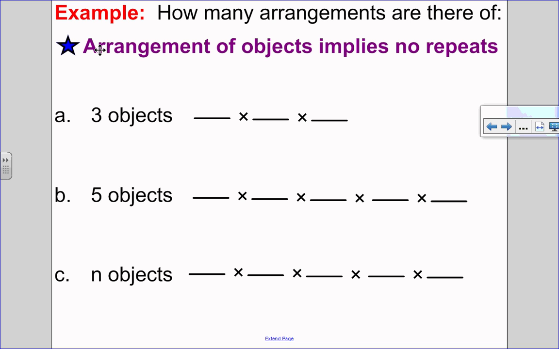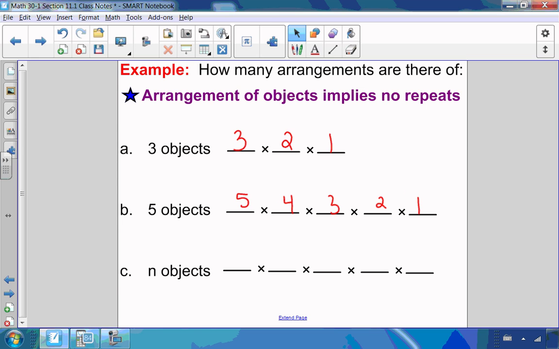I can't replicate objects. So if I were to do this, I want to look at how many ways I can arrange 3 objects. Well, I have 3 choices for the first position, 2 choices, and then 1 choice. If I have 5 objects, I have 5 choices for the first, and I just go down by 1 because repeats aren't allowed. So just looking at those 2 questions, I see some patterns that I want to generalize.